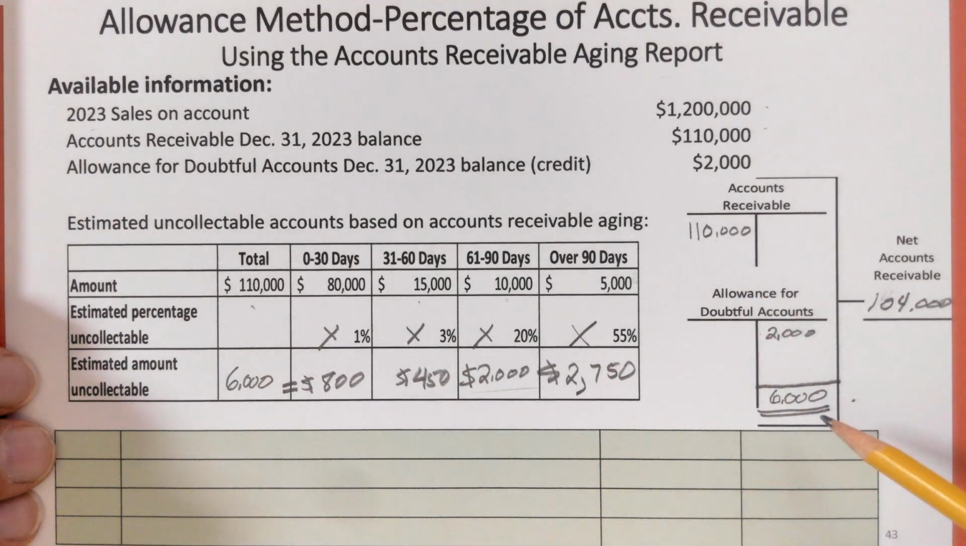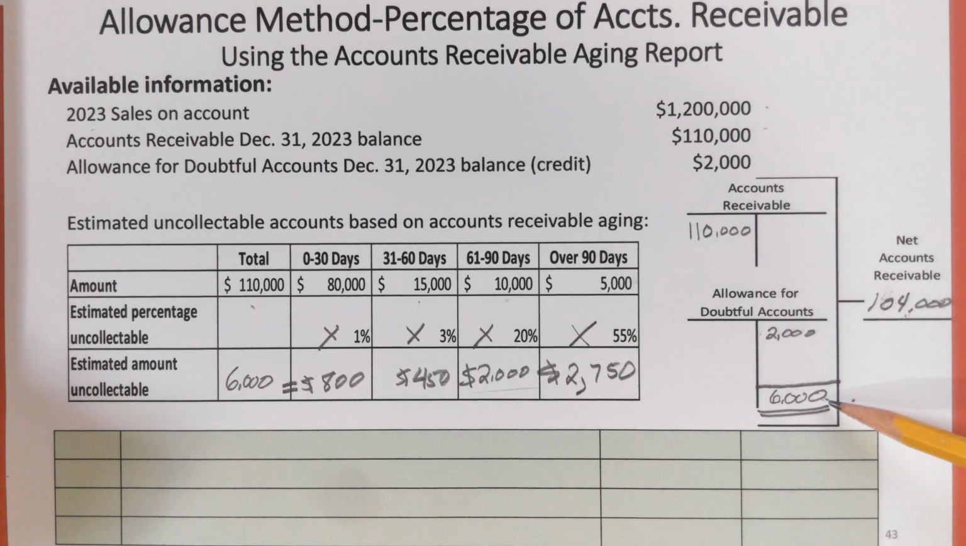So we have this. We want the balance in this account to be $6,000, the uncollectible account, the allowance for doubtful accounts. And so the amount that we put on the balance sheet will be this net amount, which is $104,000. So when you see on a balance sheet you're looking at, it says accounts receivable, comma, net, it means net of this bad debt.